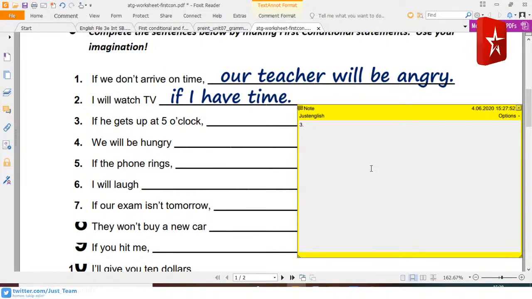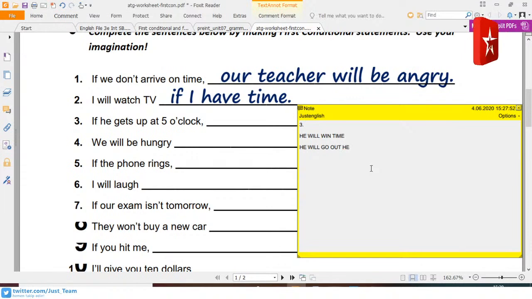Yusufa says he will win time. Tuko says he will go out at 5 a.m. if he gets up at 5 o'clock. I will go to work.